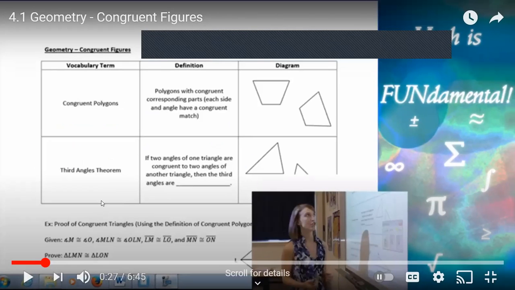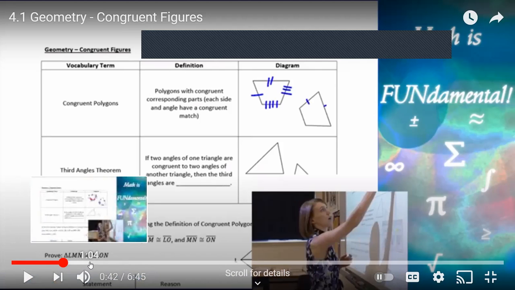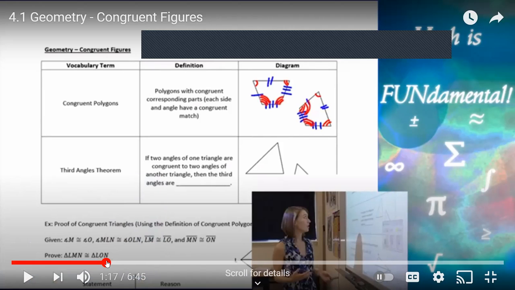So the first one is talking about the congruent polygon, right? So this is the definition of the congruent polygon. The corresponding parts have to be congruent, right? So this one is congruent with this one, this one congruent with this one, this one congruent with this one, right? So the angles have to be congruent. Okay, so that's the definition of the congruent polygon.